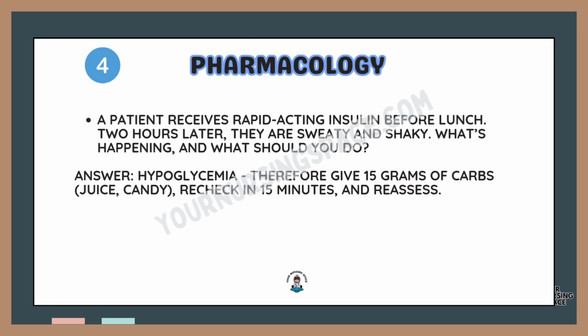Let's try some practice to lock this in, because doing it is how you own it. First, patient gets rapid-acting insulin before lunch. 2 hours later, they're sweaty, shaky. What's up? What do you do? Hypoglycemia because it's peak time. So 15 grams of carbs, juice, candy, recheck in 15, and bam, you're a hero.